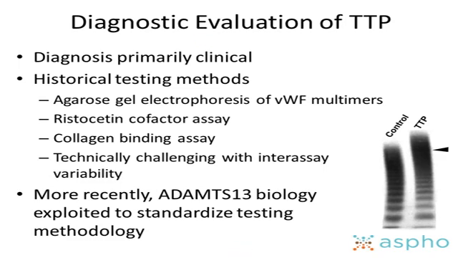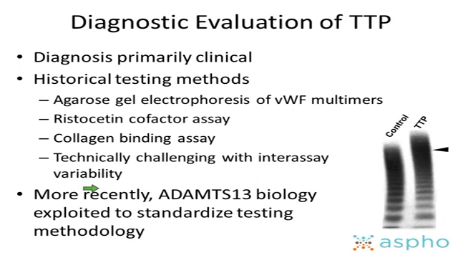So how do we evaluate patients for TTP? Well, the diagnosis is largely clinical, similar to atypical HUS, but some historical testing methods included agarose gel electrophoresis of von Willebrand factor multimers, and this is an example of such an electrophoresis showing an overabundance of the ultra-large multimers. Other historically used methods include the ristocetin cofactor assay and collagen binding assay, although these are somewhat technically difficult and have a great deal of intra-lab and intra-assay variability.